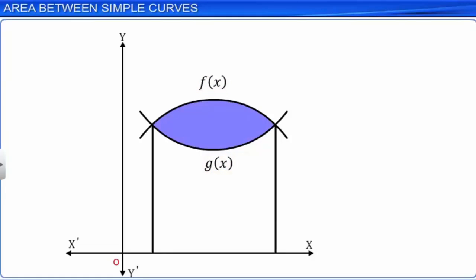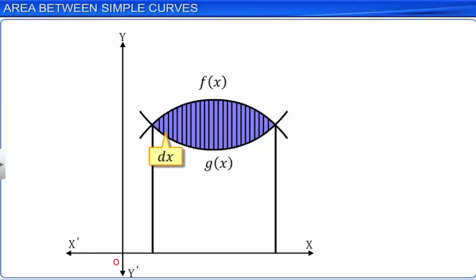First, divide the shaded region into thin vertical strips, each of width dx, and then perform integration over the entire region. But the question is, what is the span of this entire region? To address this, we have to observe the points of intersection of the curves. These points are the end points on both sides of the region, which can be found by solving the equations of curves. Let these points be x1, y1 and x2, y2.